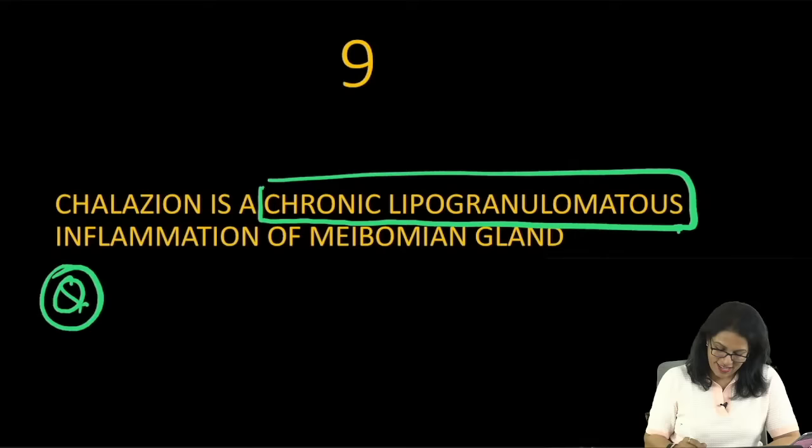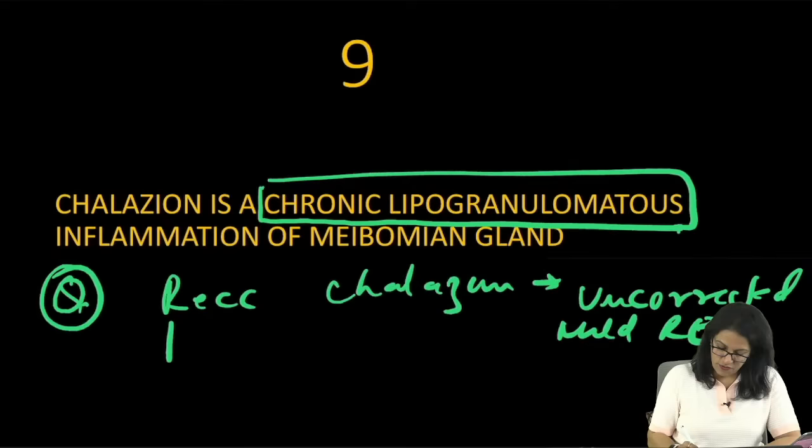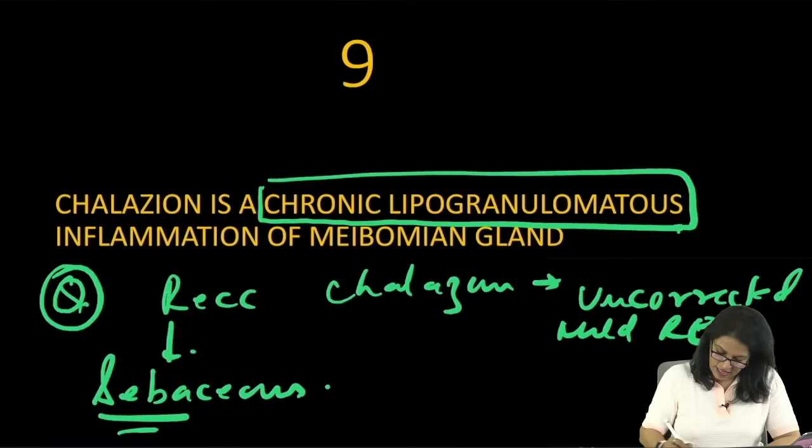Therefore, what you have to remember is that for recurrent chalazion, the most common cause is uncorrected mild refractive error. But the question was on different carcinomas. So if they ask you what you will suspect, it's common sense. Meibomian is a sebaceous gland, so what we suspect is sebaceous cell carcinoma. So this was your exam question.